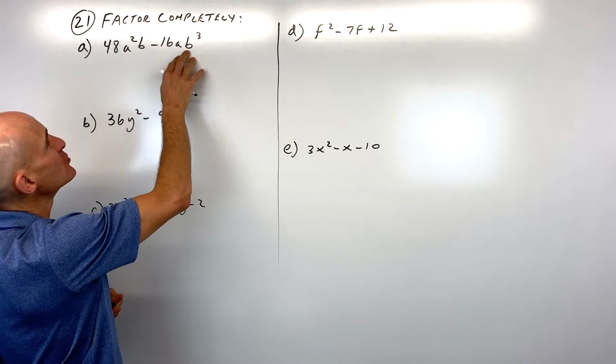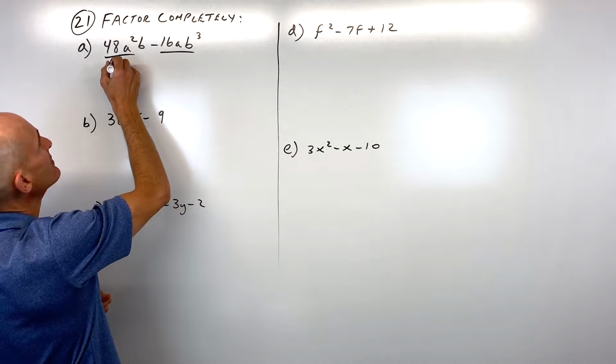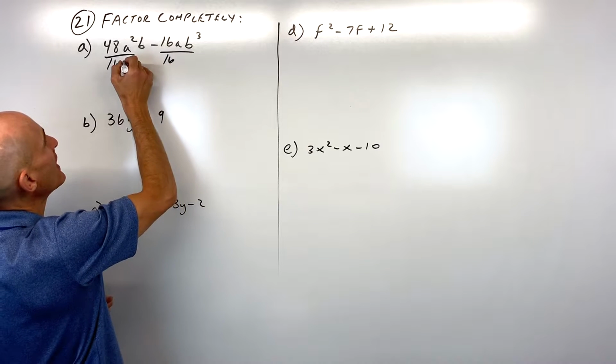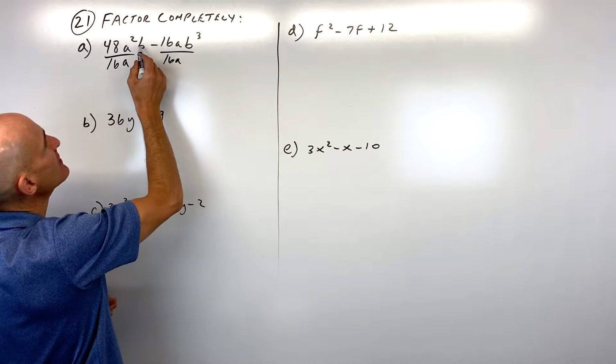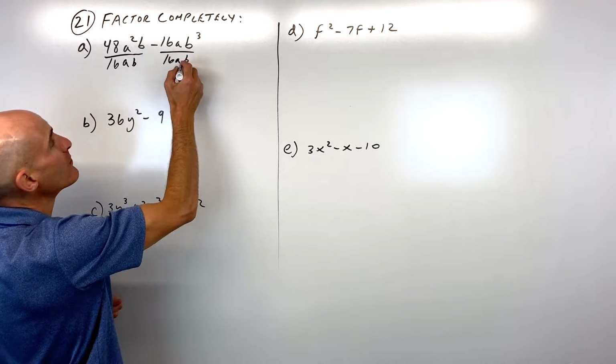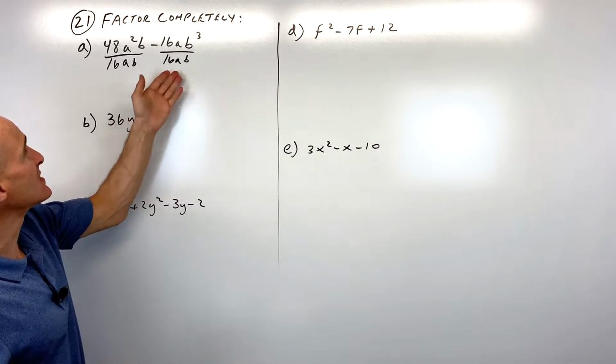So when I look at these two groups, I say, well, what can I divide them both by? It looks like we can divide these both by 16. It looks like this one has two A's, this one has one A, so we can divide them both by one A. This has one B, this has like three B's, so we can divide them both by one B. So you're looking for the most that you can divide out of both terms, that's in common.